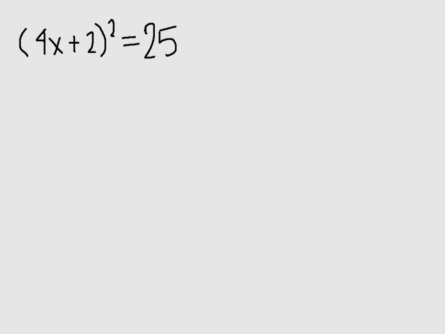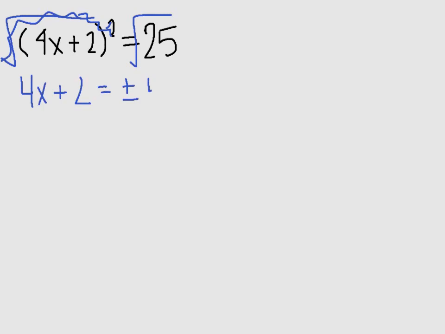Here's the next one. 4x plus 2 squared equals 25. Remember, our first success criteria says to make sure that my parentheses that are squared are by itself on the equal sign, which it is. So now I can move on to the next step, which is simply to square root both sides. I know when I square root both sides of something with a squared, my squared and the square root cancel, leaving me with just what's inside my parentheses. When I square root a perfect square, it equals plus or minus 5.